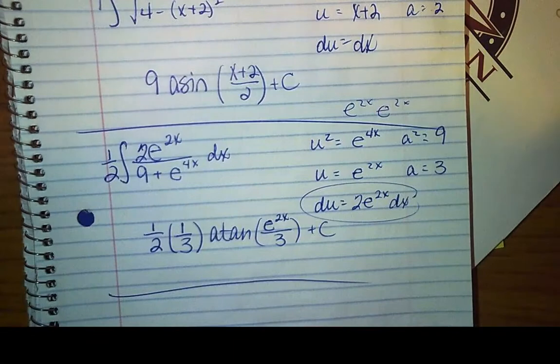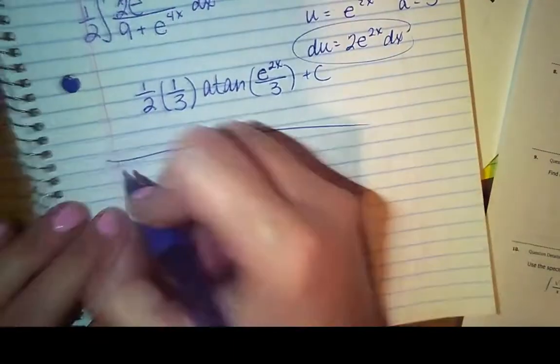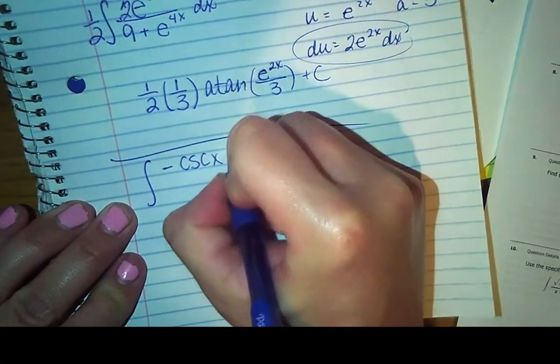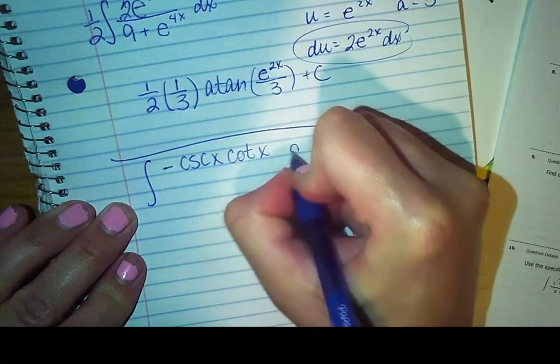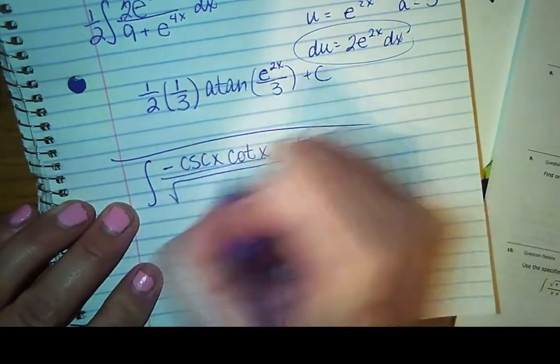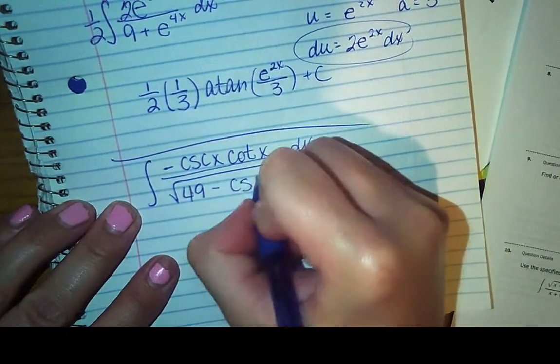Oh, this is fun. All right, so we have the integral of negative cosecant cotangent over 49 minus cosecant squared.